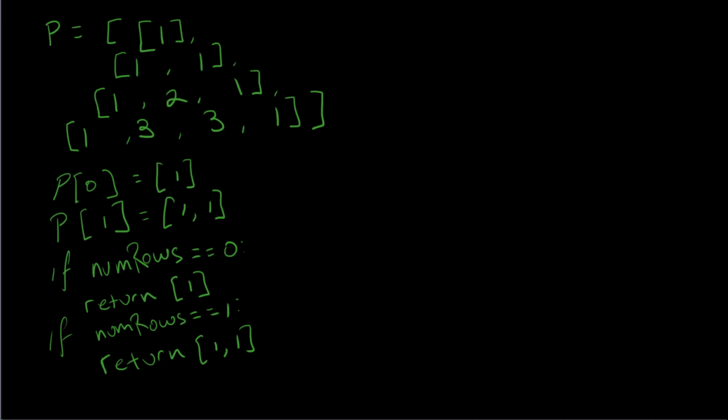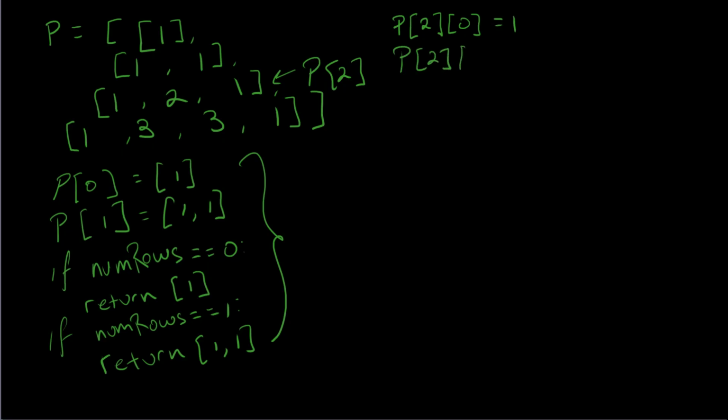What's the rule here? So as we already have this, what do we now do for P2, right? Well, as we've seen, P2 0 will always equal 1. And P2 negative 1, meaning the last one, will also be 1. And more generally, P at any I, 0, will be 1. And P at any I, negative 1, will also be 1.